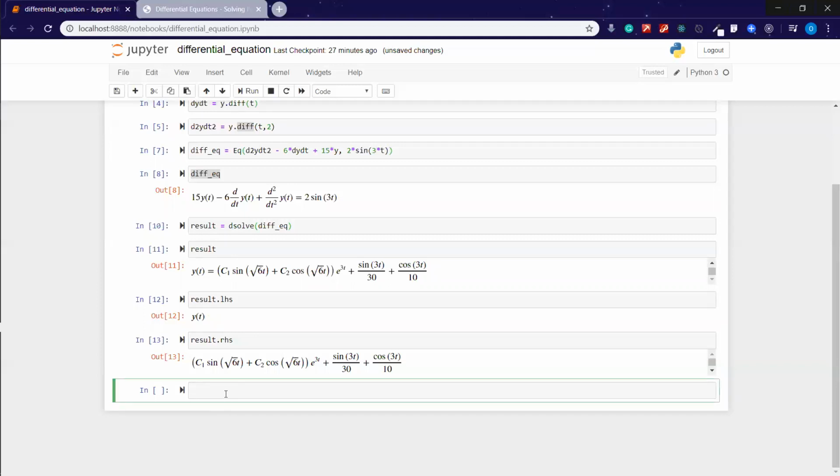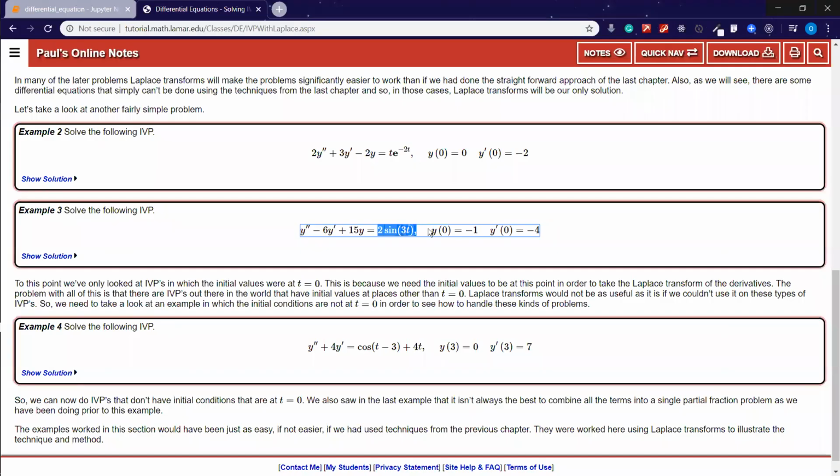Okay, so what we really need to work with is our right-hand side. The right-hand side of the differential equation. So we are going to be substituting values for the initial conditions, right? We're given the initial condition y of 0 to be equal to -1 and y prime of 0 to be equal to -4.